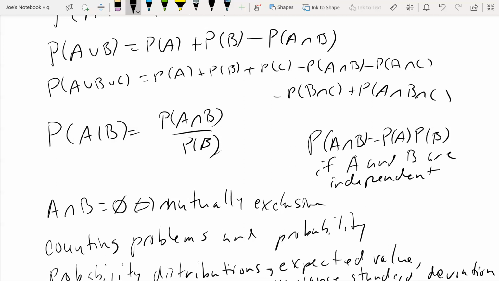And then we just did the stuff with expected value and variance and standard deviation, showing how to do those things. Again, standard deviation is just the square root of variance. So if you see a problem with standard deviation, find the variance and then take the square root.